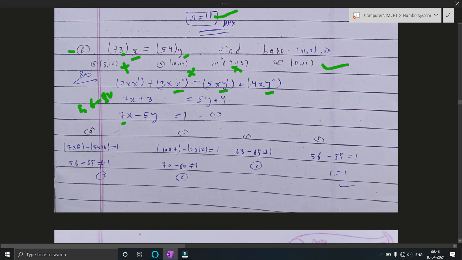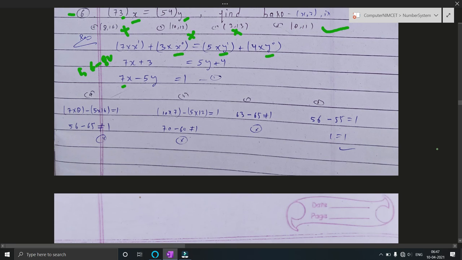So by putting the values, D is the right answer. D is giving LHS equal to RHS. So our option is D. With these examples, I think the concept will be very clear about how to convert any base to any base numbers. In our next video, we'll be having some great concepts.